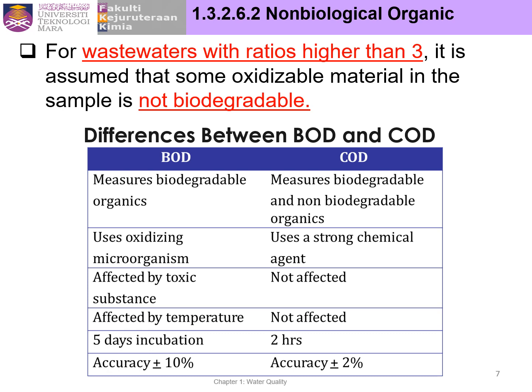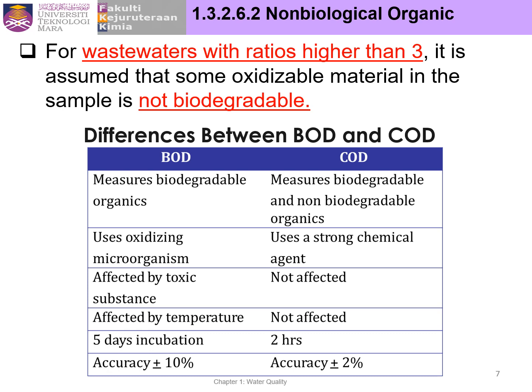The table now shows the differences between BOD and COD. The first one is the definition. BOD measures biodegradable material. COD measures biodegradable and also non-biodegradable material. So it means that COD can measure both types of organics. The next one: BOD uses oxidizing microorganisms. COD uses a strong chemical agent, because we have a chemical agent used together with the sample during the COD test.